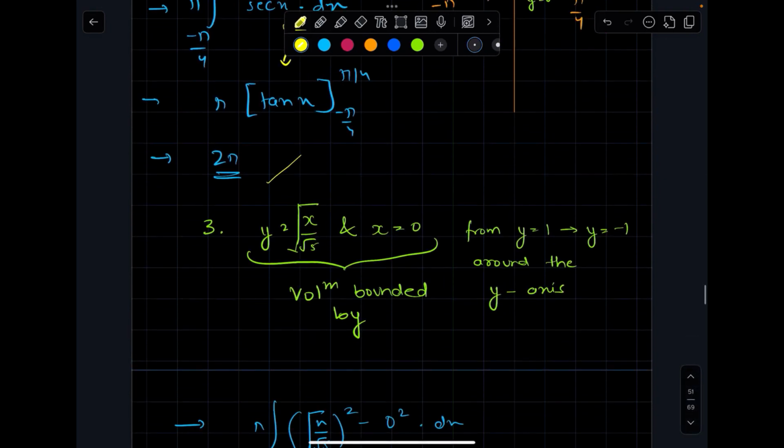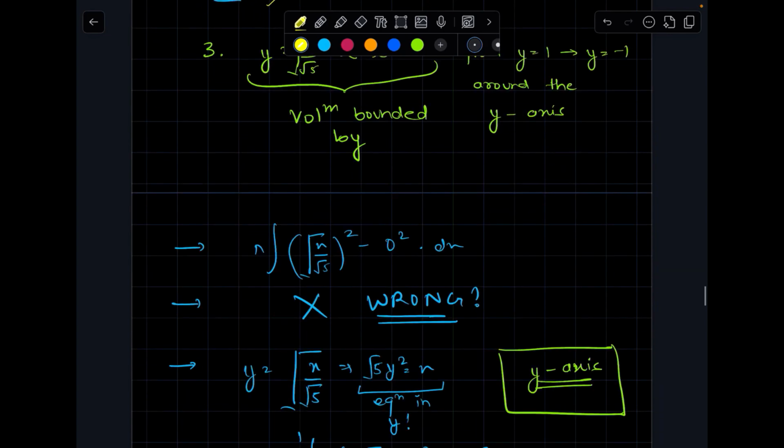Okay, so we have got y is equal to root x upon root 5, and x is equal to 0. We need to find the volume bounded by the region when we rotate it from y is equal to 1 to y is equal to minus 1 around the y-axis. So we're going to input the values and integrate it with respect to dx, right?